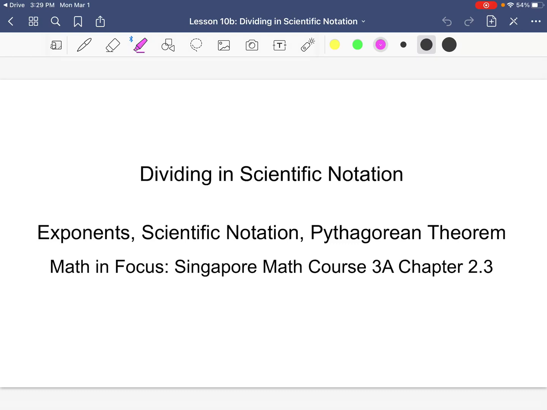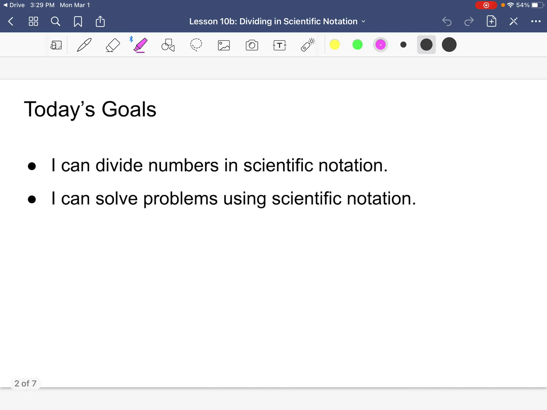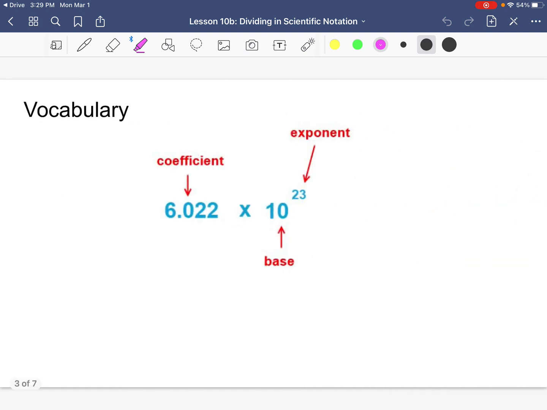Welcome to today's lesson, which is about dividing in scientific notation. The goals of today's lesson are that you can divide numbers in scientific notation and that you can solve problems using scientific notation. Again, we're going to use the vocabulary coefficient, base, and exponent.